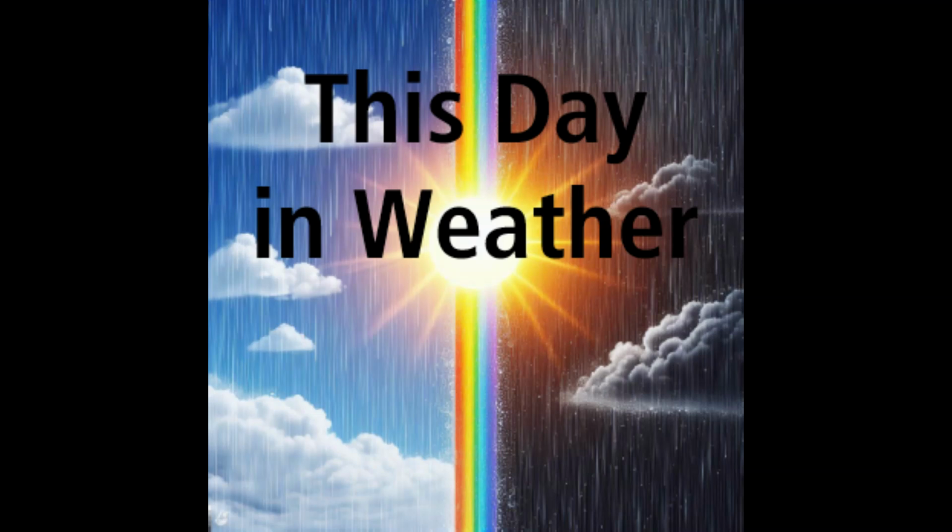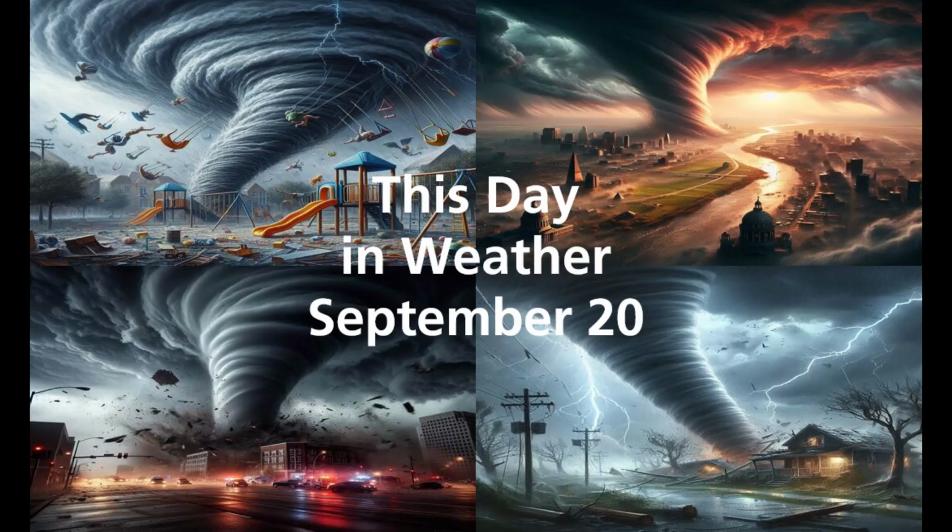If you're just joining this channel, this is where you can learn about weather events that occurred in the United States on the date the video was posted in years past. Today is September 20th. On this day in 1845, a tornado outbreak affected parts of New York State and Vermont.